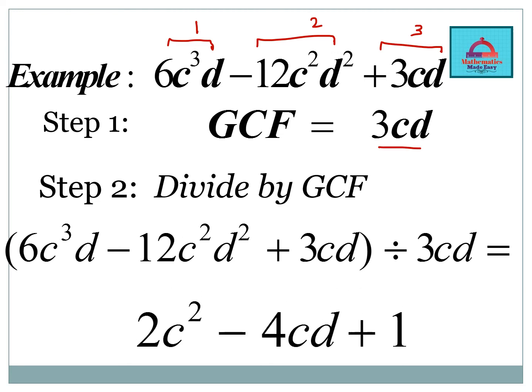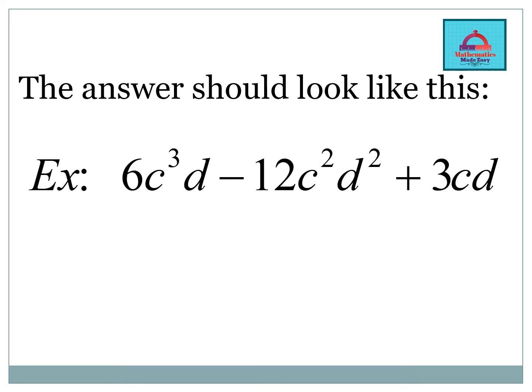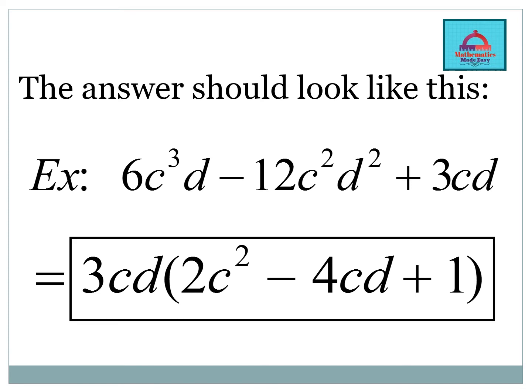Now what you are left with after you do the factorization is 2c squared minus 4cd plus 1. So you can write this whole given polynomial as the product of the 2 factors. The first factor would be the GCF and the second factor will be the quotient polynomial that you get. So your answer should look something like this. The given polynomial is equal to the product of these 2 factors. This is how you solve a question on factorization using the concept of GCF or GCD or HCF.